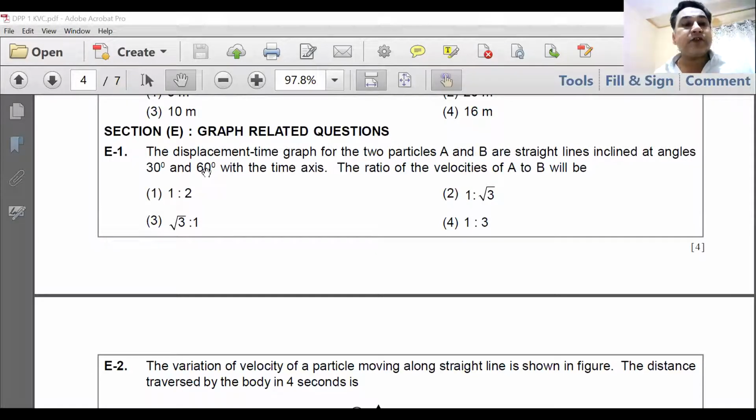So position time graph for two particles A and B are straight lines. One is at an angle of 30 degrees, the other is at an angle of 60 degrees. What is the ratio of velocities? Your time starts now. Anyone with an answer?